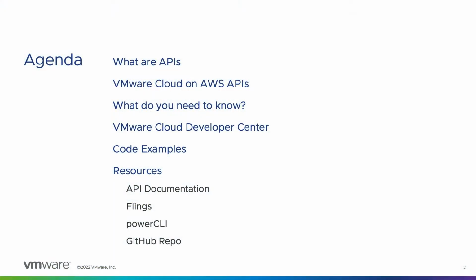So if we look at the agenda that we're going to be going through today, we're going to get started with what APIs are, and then what are the VMware Cloud on AWS APIs specifically and how we're going to interact with them. We're going to quickly cover what you need to know to get started working with the VMware Cloud on AWS APIs. And we'll take a peek at the VMware Cloud Developer Center so you know where to go to find all this information. And then the juicy bit of the presentation is really going to be code examples. We're going to be diving into a number of code examples and showing you how to interact with them, what we typically do when Tom and I are working on projects. And then we'll tie it all off with a review of some resources at the end.